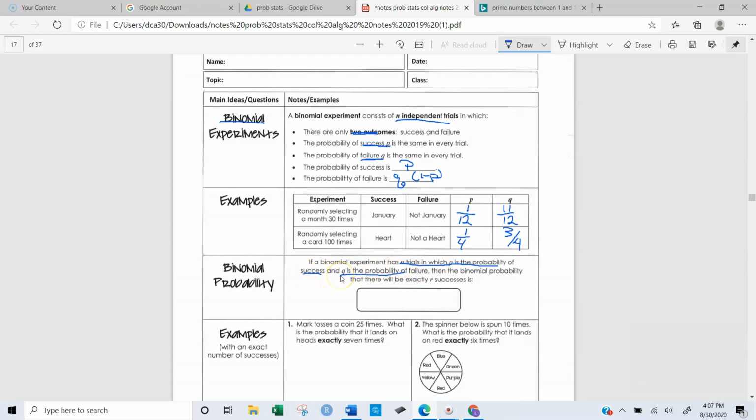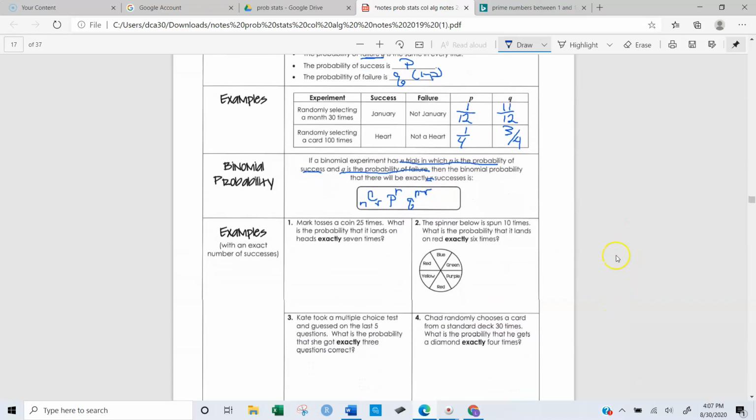Okay, to do the binomial theorem, there are n trials in which P is the probability of success, Q is the probability of failure. There will be exactly r successes. We do this by combination, so we do n choose r, okay? So r successes is P to the r and then Q to the n minus r. This is r here. I'll show you what this looks like.